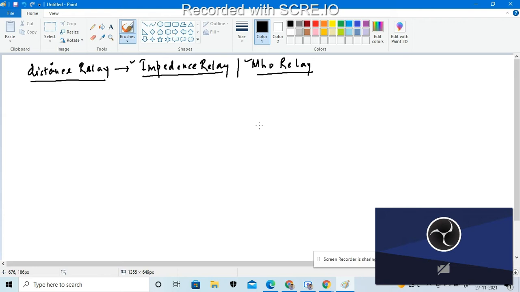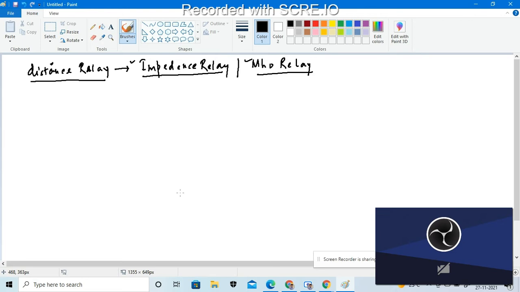Each and every relay we will consider as a distance relay. First I have to draw the two relay diagrams, the vector representation. Because in the impedance relay we are finding the impedance, we have a vector representation for it. That means whether it is a directional or non-directional protection scheme depends on which quadrant. If we consider the first quadrant, it should be considered as the forward direction.